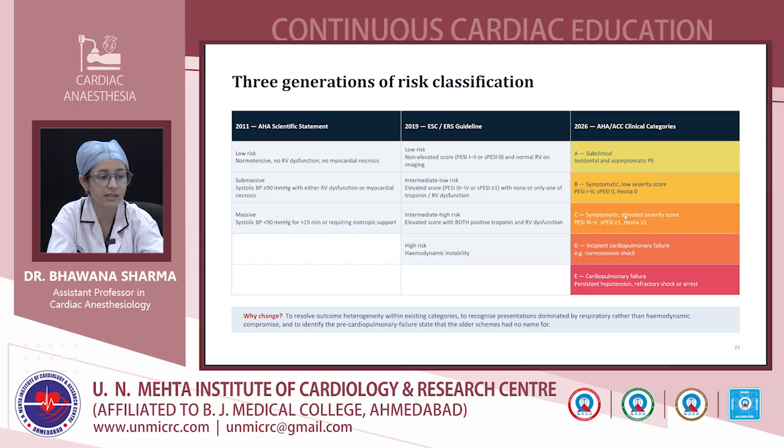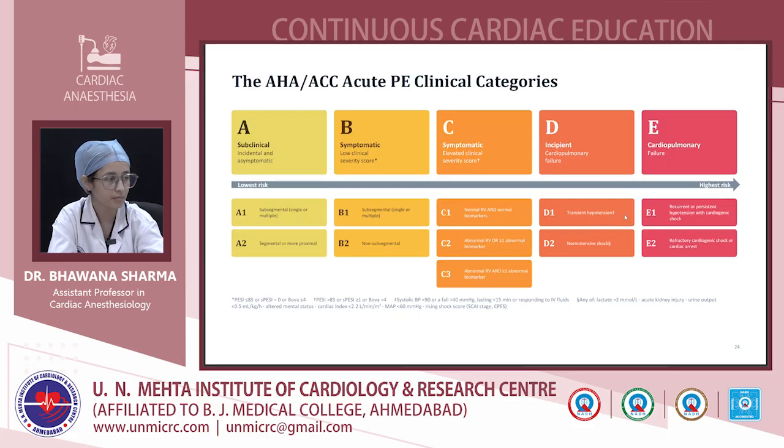variants. So A is subclinical, incidental or asymptomatic, and B is symptomatic with low severity score, and C is symptomatic with elevated severity score. D is incipient cardiopulmonary failure. The patient is at risk of failure but blood pressure is normal. So basically it is a case where there is normotension but the patient has shock. And E is cardiopulmonary failure, where there is persistent hypotension, refractory shock or arrest.